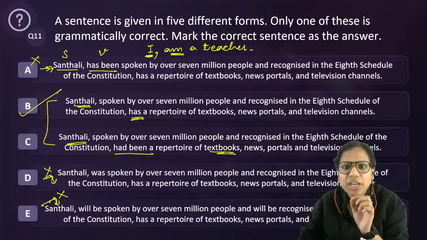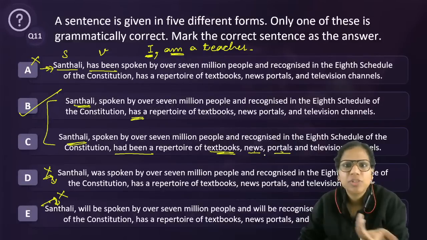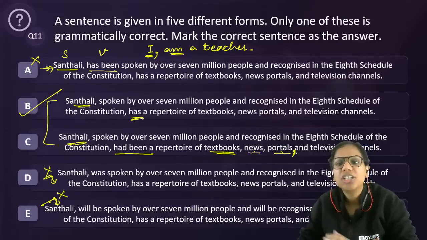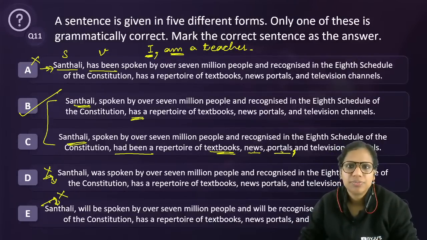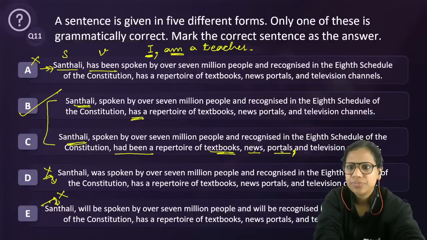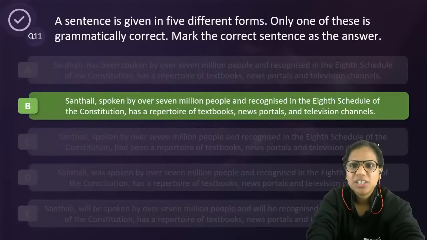Moreover, if you observe carefully, textbooks, news portals. Why a comma between news portals? It's not required. Rather, a comma is required here. I mean, if you have to put a comma, you should put it here and not here. You get it? B, Bangalore is the answer here. Okay, perfect. Great. So B is the answer.